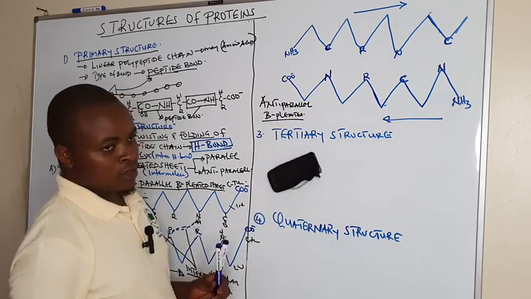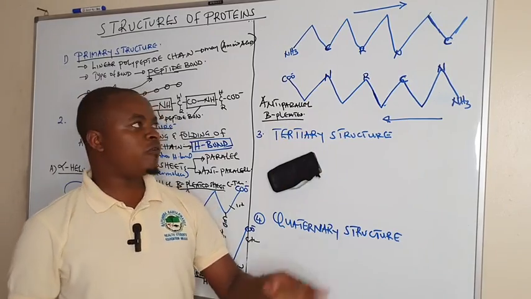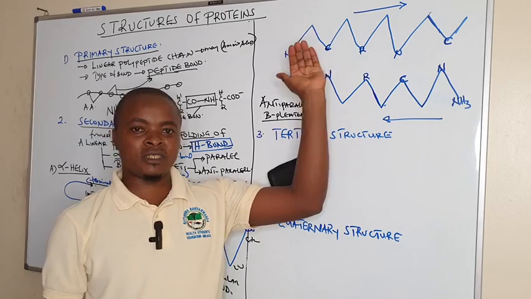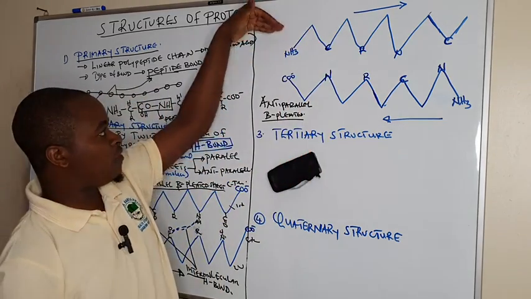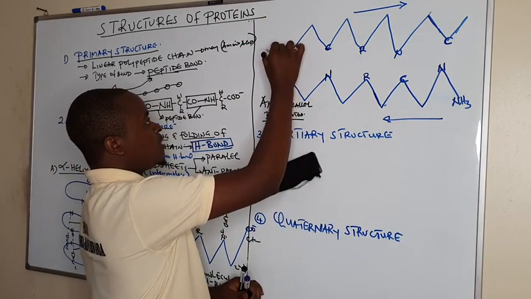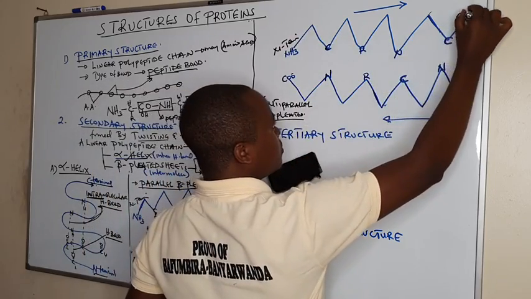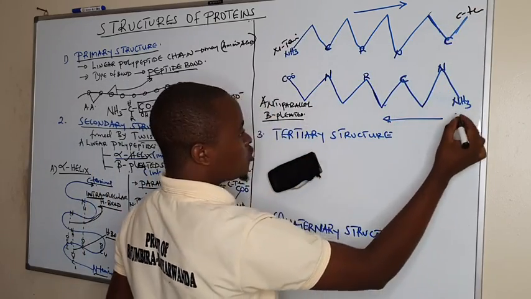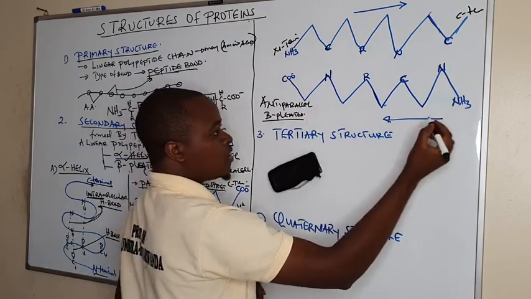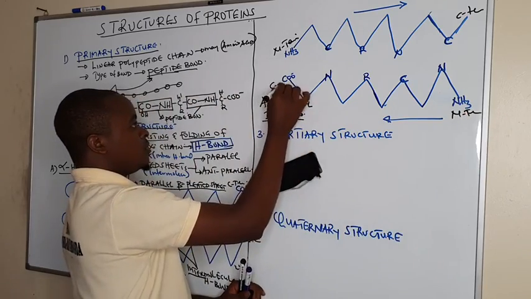For it, the two polypeptide chains are anti-parallel. They are moving in different, or what we call opposite, directions. This one is moving from N terminal to C terminal. Then this one is also moving from this direction towards this direction, N terminal, then to C terminal.